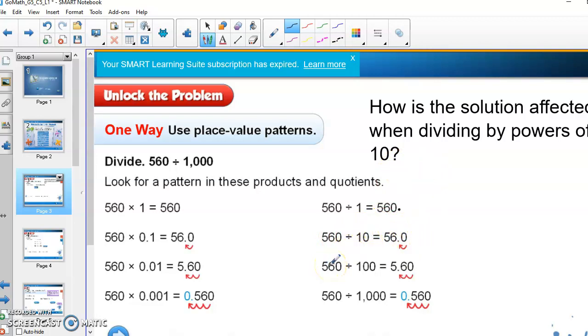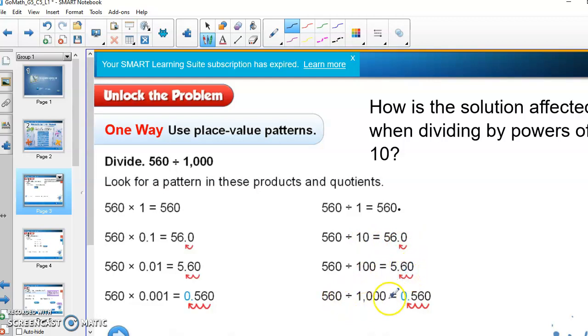Take a look at the next expression in our pattern. 560 divided by the next power of 10 would be 100. And look what happens. We start again at the same place. This time we move the decimal over not once but twice. So our solution is 5 and 60 hundredths. So notice when we divided by 10, the decimal moved over one time. When we divided by 100, the decimal moved over not once but 2 times.